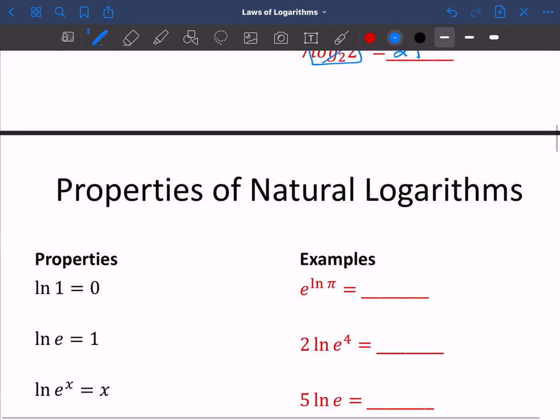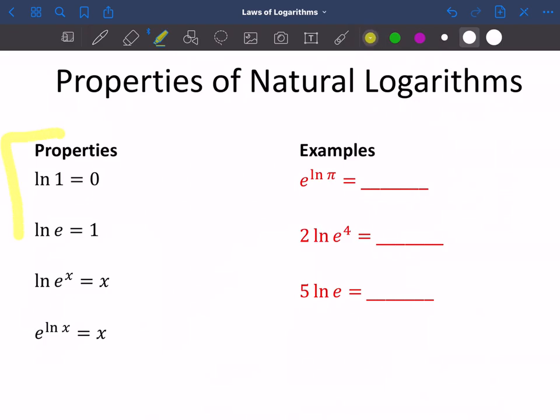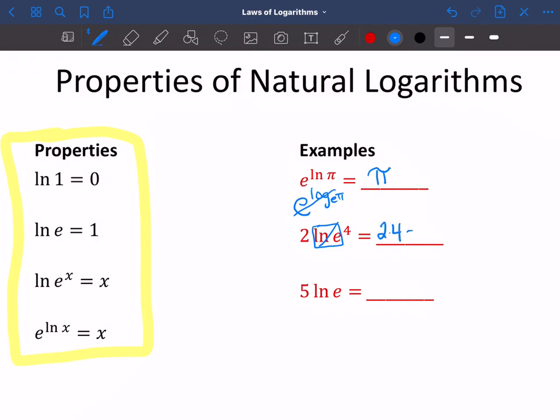All right. The same is true for the natural logs. So again, we have our natural log properties over here to the left. So let's apply those. e to the ln, that's the same as saying e to the log base e of pi. So all of this is going to undo itself, so our answer here is indeed pi. This right here is all going to reduce, leaving us with 2 times 4, so the answer here is 8. And then the ln of e is just equal to 1. So we get 5.